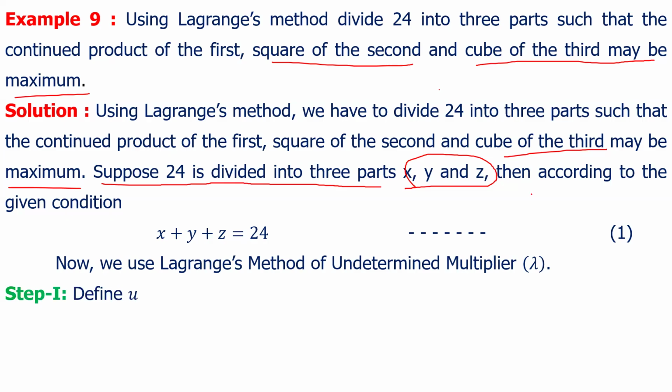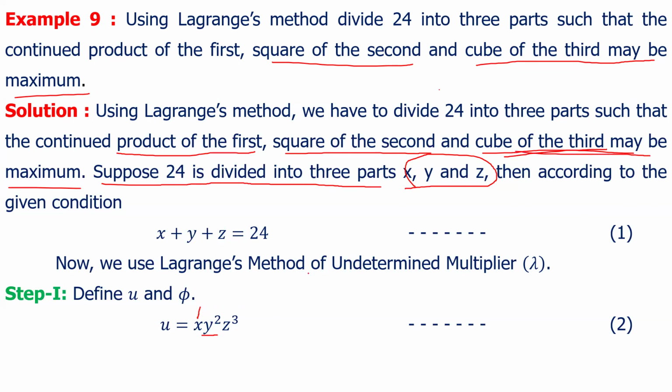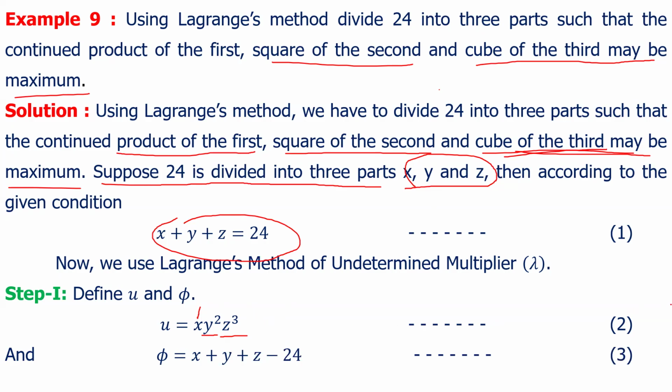So now what is the step number 1? In step number 1, we define u and phi. So what is u? U is nothing but the continued product of x, square of the second, and cube of the third. So the first part is x, second part is y square, and third part is the cube of the z, so z cube. This is u, and phi is nothing but x plus y plus z minus 24. This is considered as phi. So let us give it equation number 2 and equation number 3. So this is the step number 1.